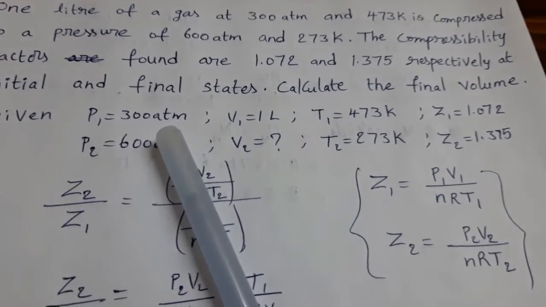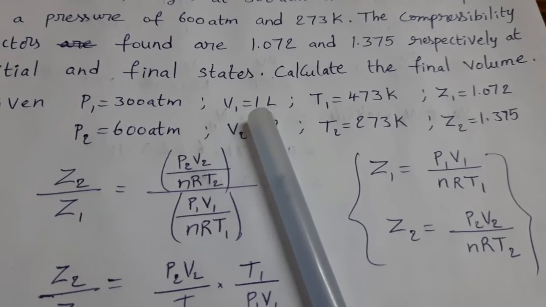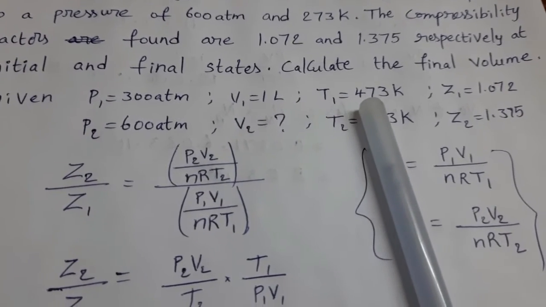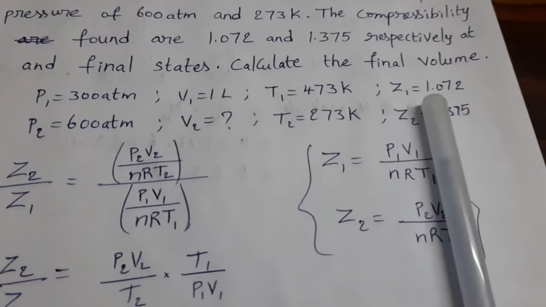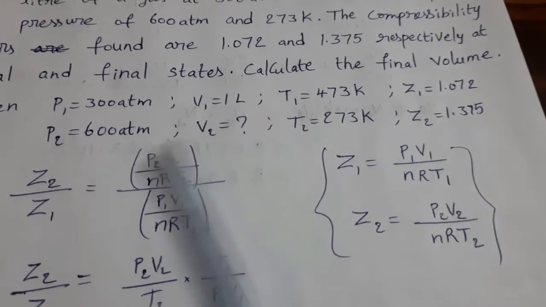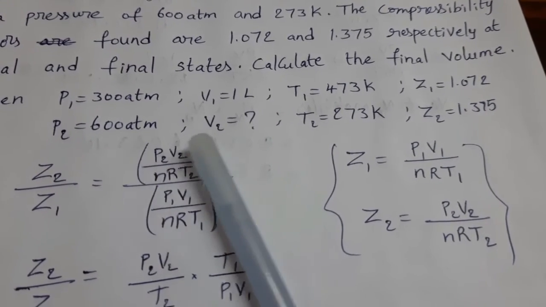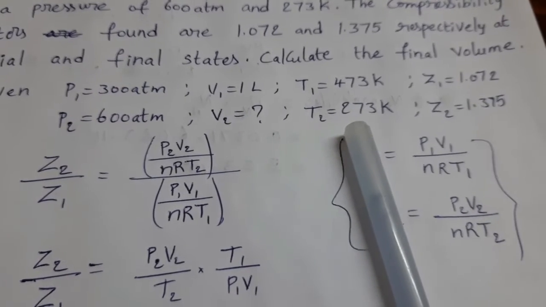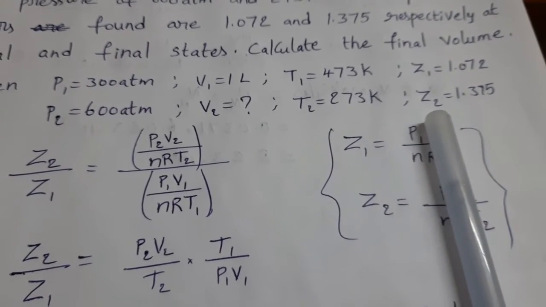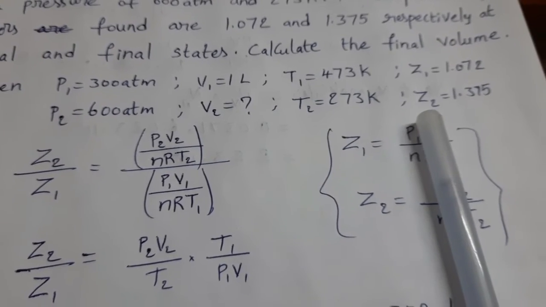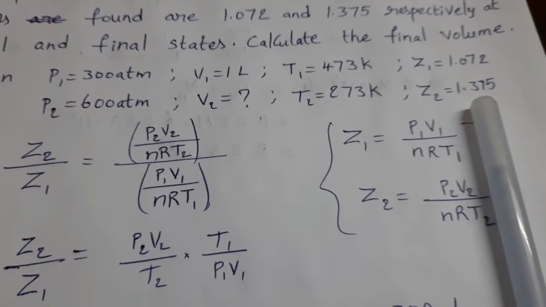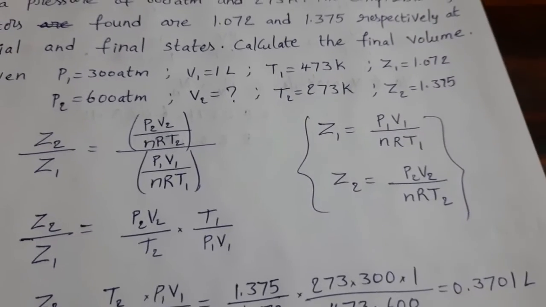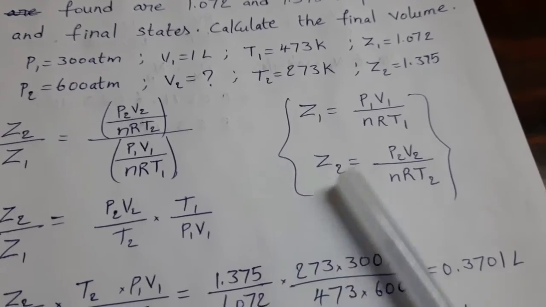P1 equal to 300 atmosphere. Volume V1 equal to 1 liter. T1 equal to 473 Kelvin. Z1 equal to 1.072. P2 600 atmosphere. V2 we should calculate. Temperature T2 273 Kelvin. Compressibility factor Z2 equal to 1.375. Now Z1, what is the formula?